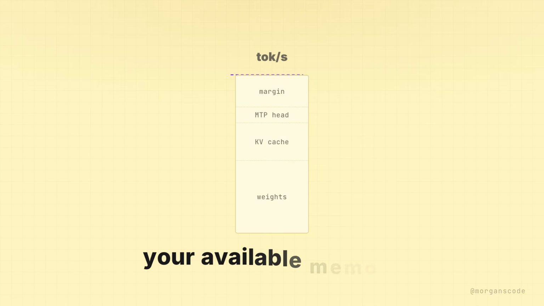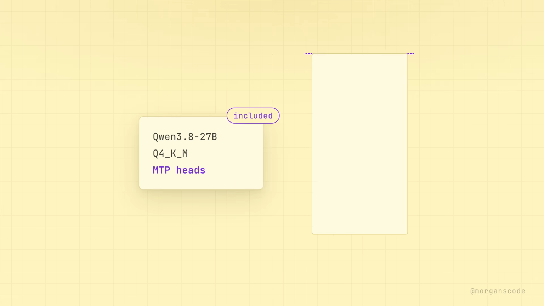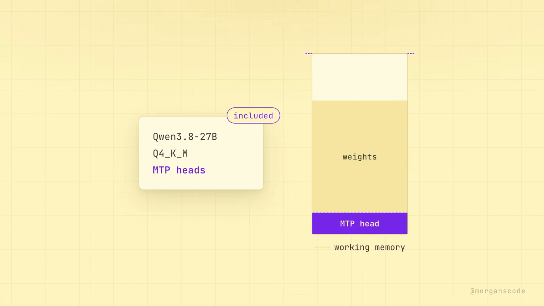But before we turn it on, there is a more important number than tokens per second. That number is your available memory. MTP may already be included in a compatible model file, but running its prediction head still requires additional working memory.